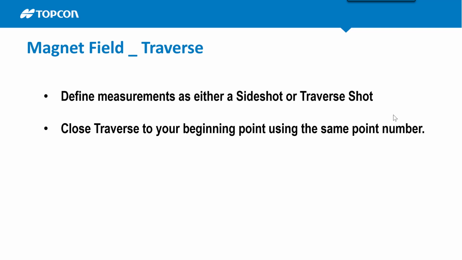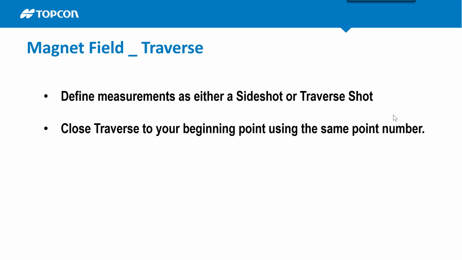Before we get started in Magnet Field, two important points. Number one, define your measurements as you measure them, so it's recorded in the raw data as either a side shot or traverse. When we run a traverse adjustment, it's going to pull that raw data information and notice that it is a traverse shot and knows how to manage that data.